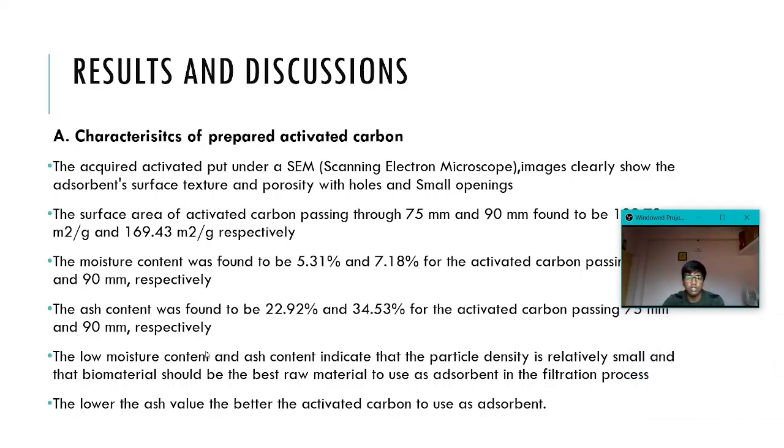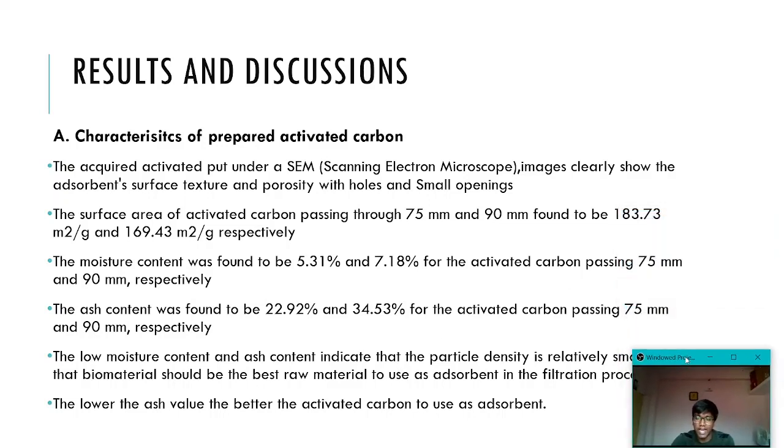The low moisture content and ash content indicate that the particle density is relatively small and that biomaterial should be the best raw material to use as adsorbent in the filtration process. So the biomaterial, that is the areca nut husk, is the best raw material to use as an adsorbent in the filtration process rather than alumina.